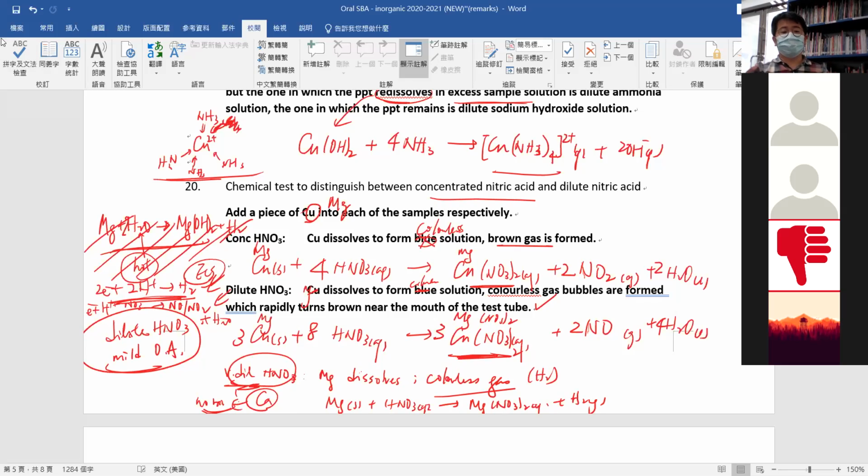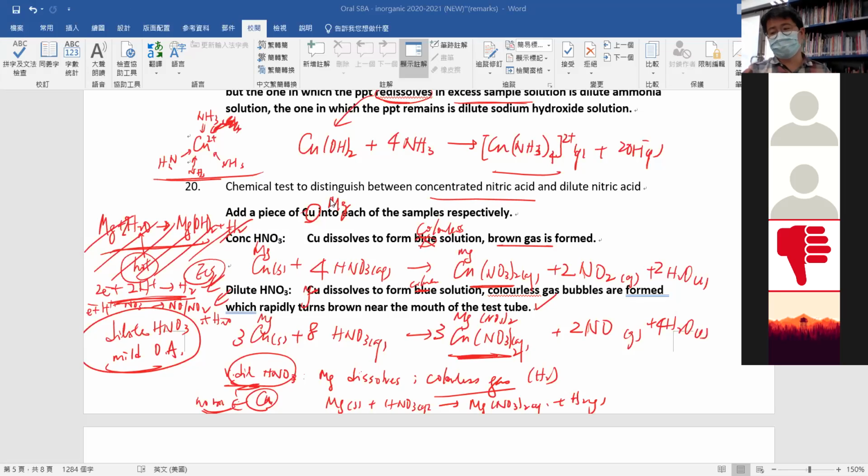Can you get my point? I repeat, if you put copper into very dilute nitric acid, no reaction. That's why I would like to spend some time on these questions, to let you be more aware of the terms here: concentrated, dilute, and very dilute. Point number one. And second is about the choice of metal.